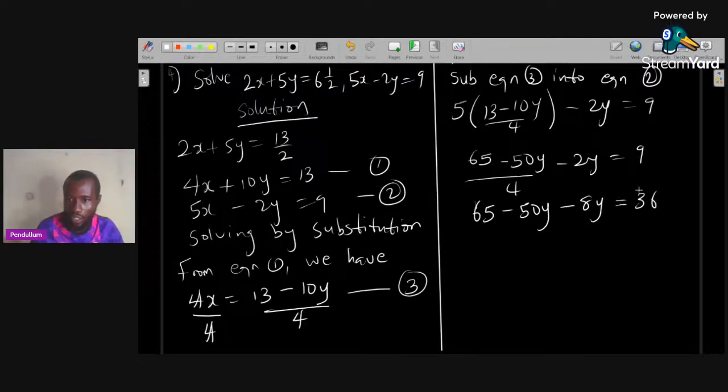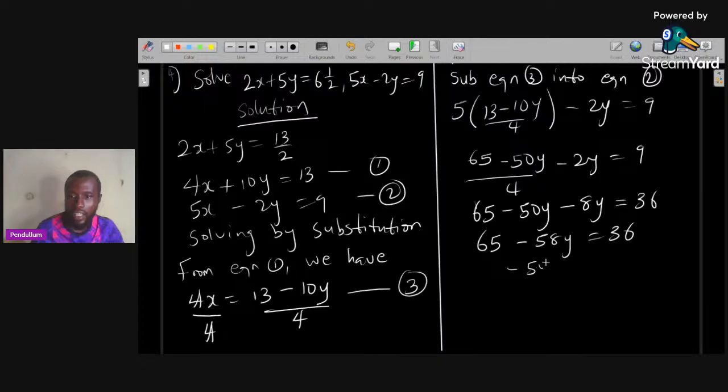So this equation and the one on top, they are the same. I just cleared out this fraction by multiplying through by the denominator here, which is 4. And then I have that 65 minus 50 minus 8 is minus 58y is equal to 36. And in which case, I can bring 65 to this side, so I can collect like terms. 65 will cross over to make 36.